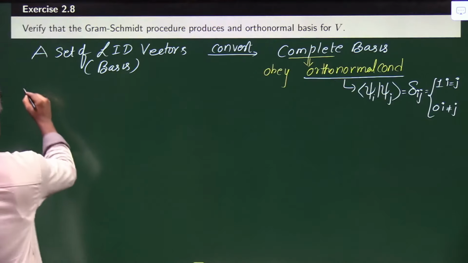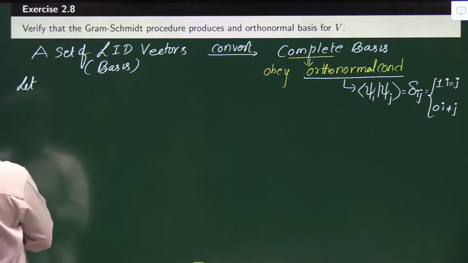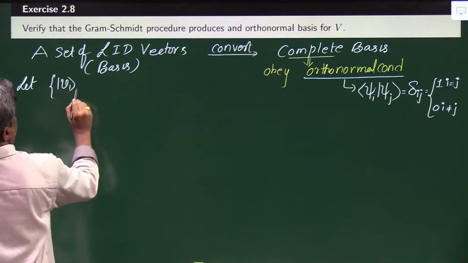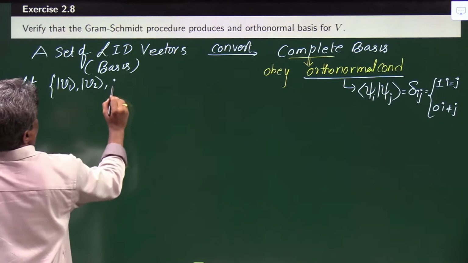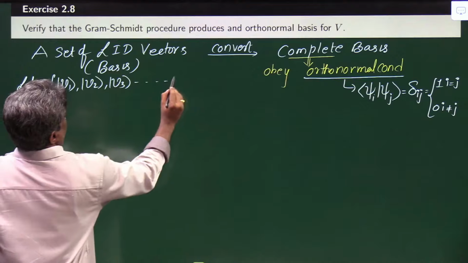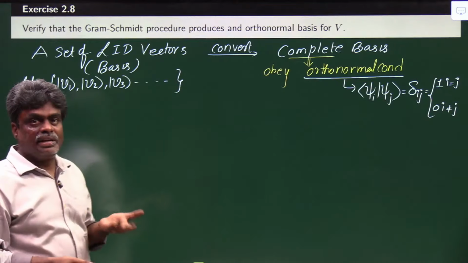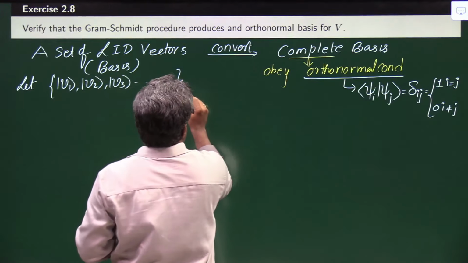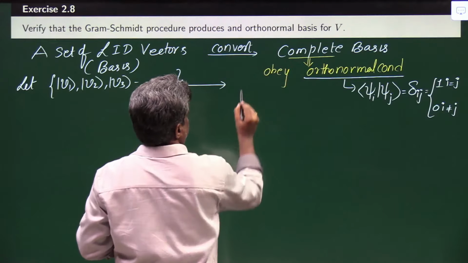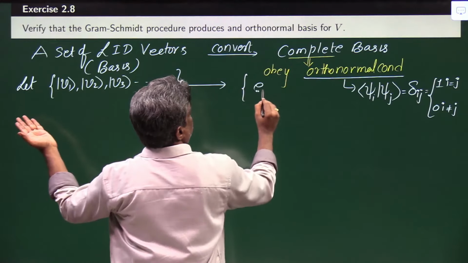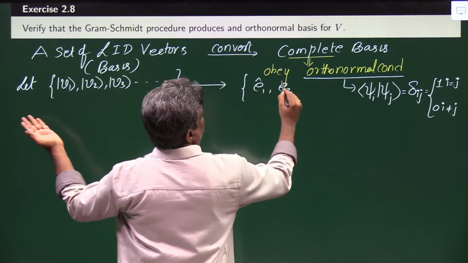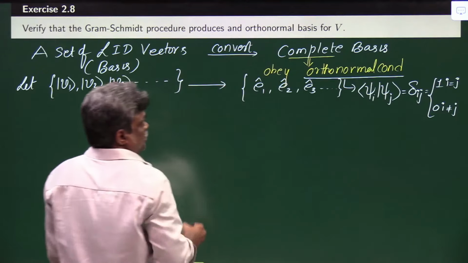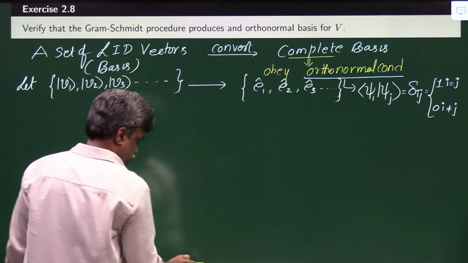Okay, so now let us suppose we have a set of vectors, let us say v1, v2 and v3. Let us suppose these are a given set of linearly independent vectors. These are basis states. So now we want to convert them into a complete basis. Let us suppose the corresponding complete basis states are e1 cap, e2 cap and e3 cap, and so on. So let us discuss how to construct.